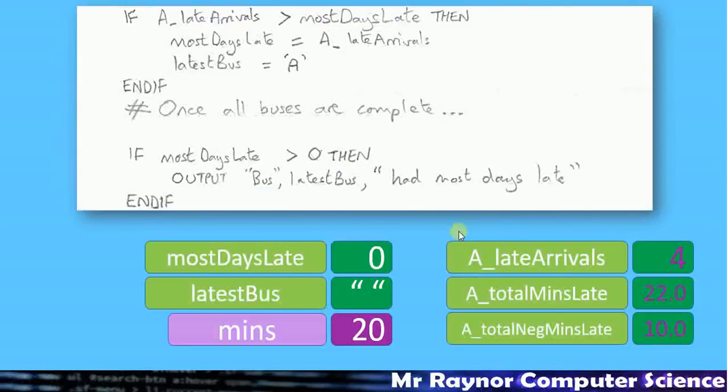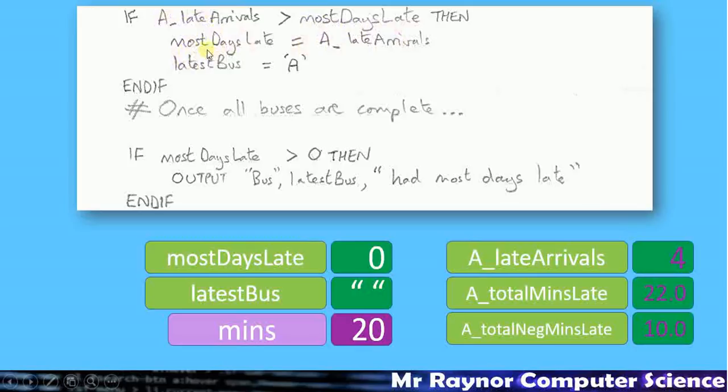Okay, and then finally, this is the part that's going to check, is this the worst bus, like the latest bus so far? So if A's late arrivals is greater than the most days late that we've had so far, then we know that A is the worst bus. Now it must be the worst so far because it's the first one we've checked. So we're going to set most days late to however many late arrivals A has had.